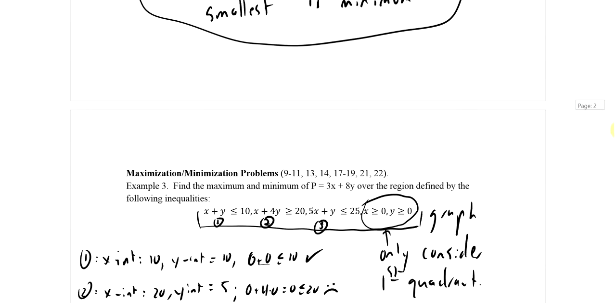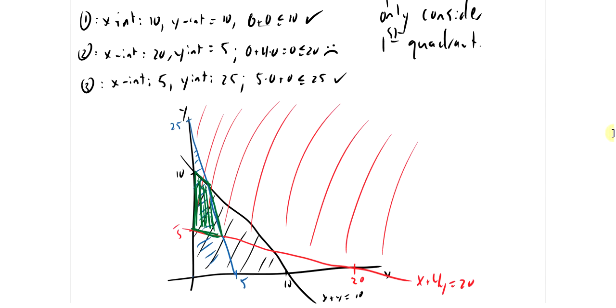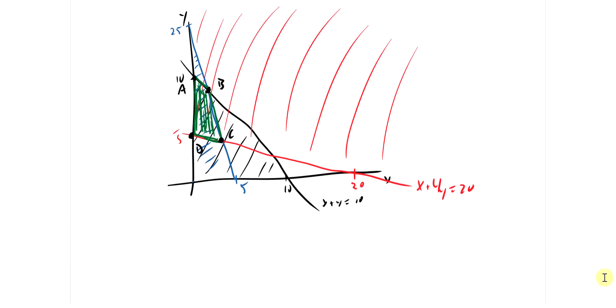So the next step, now that we've figured out what the region is, is to find the corner points. Let's go back to my black pen, and we will call these corner points A, B, C, and D. Very traditional. So this is corner point A, B, C, and D. A is pretty easy to find. It's 0, 10. D is easy to find. It's 0, 5, because of the y-intercepts of this line and that line.